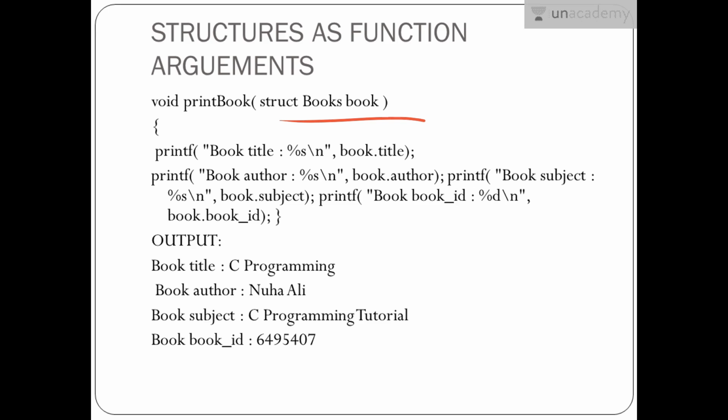Instead of writing all the things, I'm just passing the structure. So the information which is stored could be retrieved easily in this manner. You can see the title, author, subject, book ID, everything has been displayed at one place by just one accessing. So this type of accessing is very essential in bigger companies. Sometimes when we want to retrieve the data from a particular database, this would be really important, right? So that would be how structures work as function arguments.